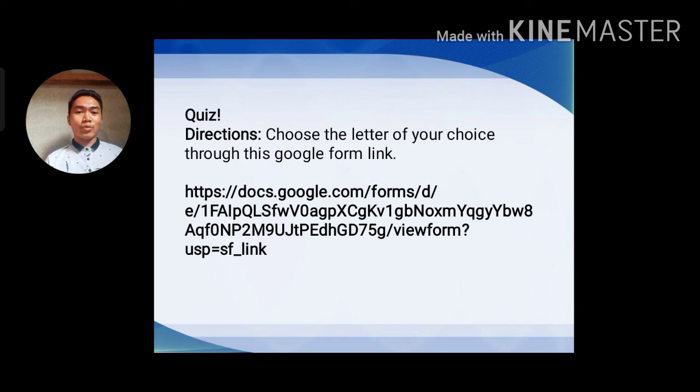So now let's have a quiz. The directions is choose the letter of your choice through this Google form link. So I will send the link in our GC, and kindly answer it in 5 minutes. Okay, your time. You may start now. Okay, time is up.